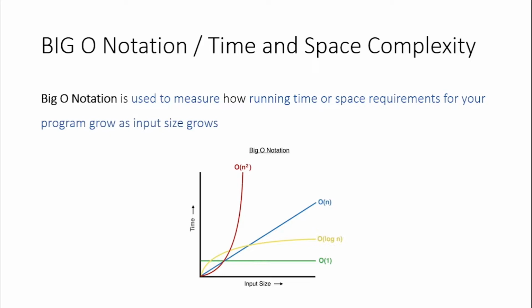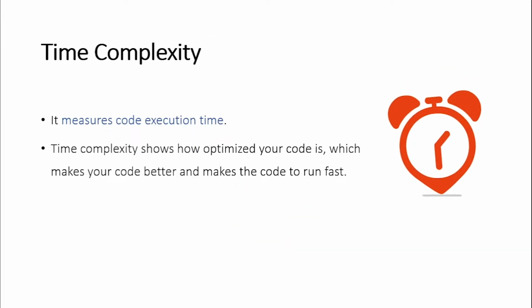So now let us try and understand what space and time complexity means. Time complexity measures code execution time. So if you write some code, the amount of time taken by the code basically gives us time complexity. Time complexity shows how optimized your code is, which makes your code better and makes it run fast. So basically, you want to write code or algorithms that take less time, because time obviously is money, right?